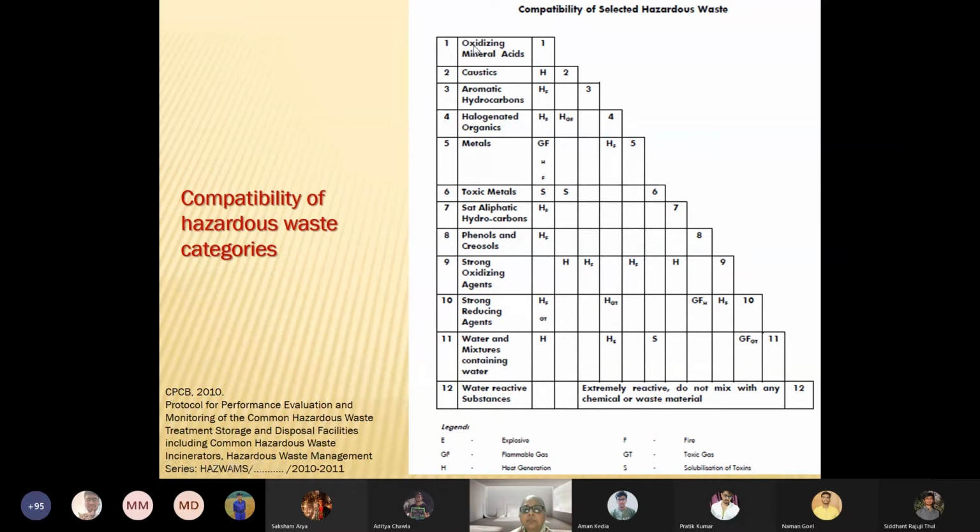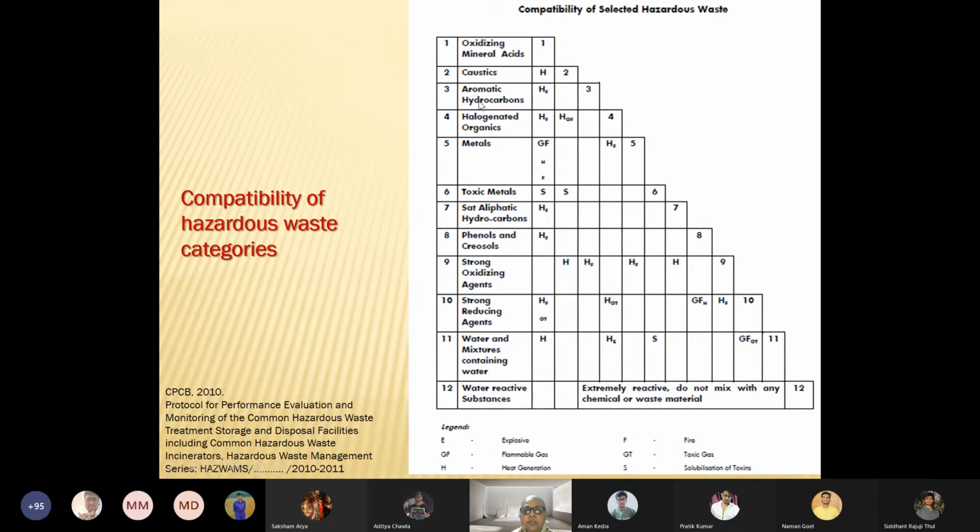So here we have a whole bunch of different types of chemicals. So we have oxidizing mineral acids. Now, if you're going to mix them with aromatic hydrocarbons, how do you know what will happen? So this kind of chart, and this is just a fraction of the entire chart. Anytime you're mixing two materials, you should know what is likely to happen.